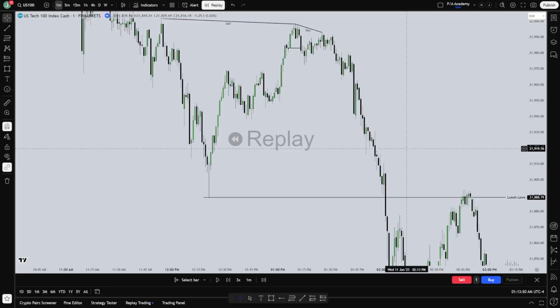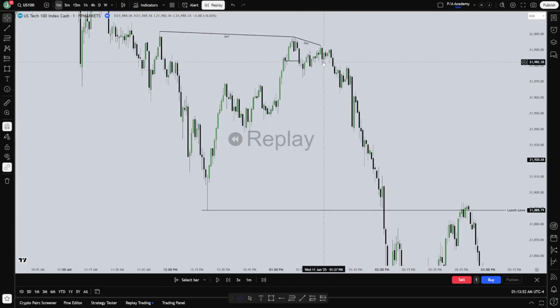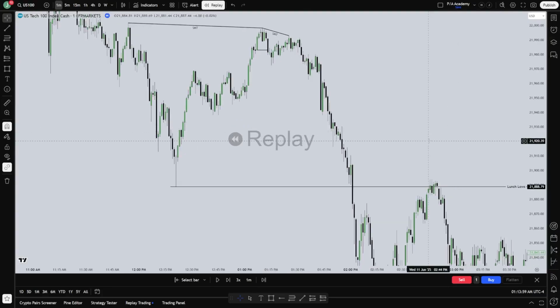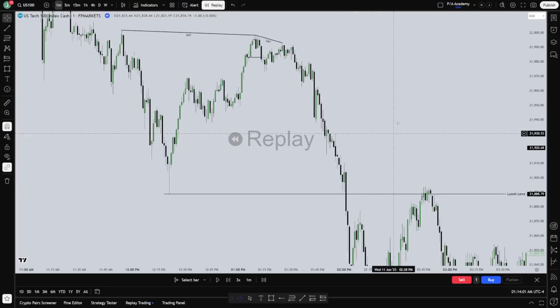So you definitely want to target something that the market is presenting you. Whatever it tells you, you target that, not whatever you want. So no arbitrary numbers, guys. Always target structure.